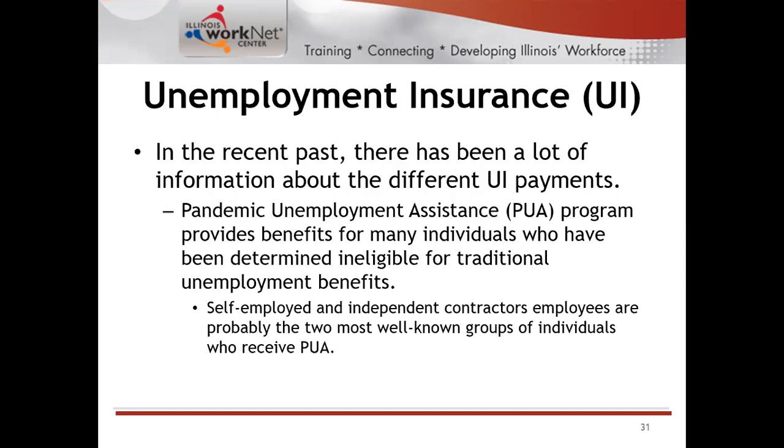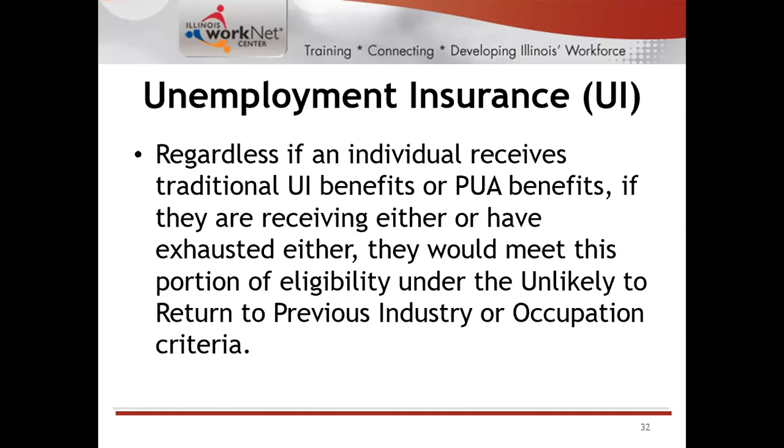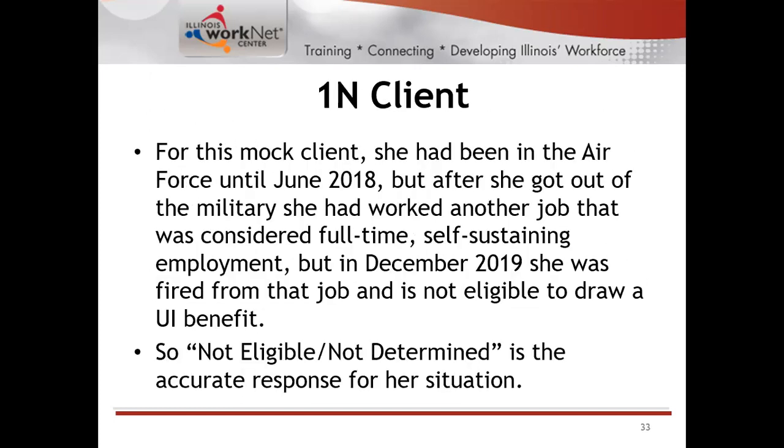So if they receive pandemic, then they should record the response just as if they're receiving UI or if they exhausted or whatever the circumstances. And that's what this slide speaks about. Regardless if the individual receives traditional UI or PUI, if they're receiving either or have exhausted either, they would meet this portion of eligibility under unlikely to return. So again, as a reminder, that UI status only has criteria tied to those folks who are trying to be qualified under unlikely to return to previous industry occupation.